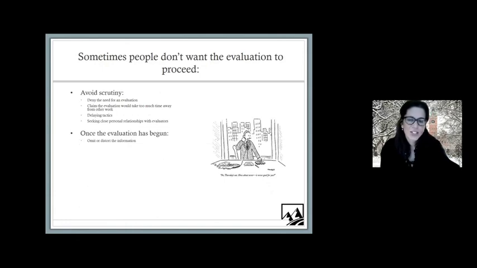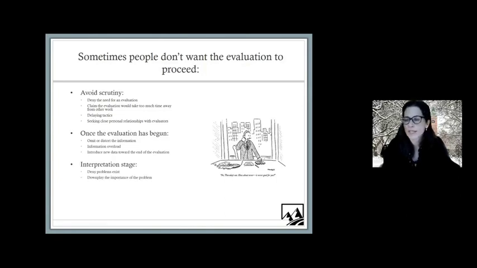Then once the evaluation has begun, some things that I've seen happen is people might omit or distort information, or give you so much information that you don't know what to do with it. Maybe introduce new data toward the end of an evaluation to try and sway your impression or findings. And at the interpretation stage, maybe deny that problems exist, or downplay the importance of a problem, saying, oh, I already knew about that, that's not actually a real problem when it really is. I'm already handling that.